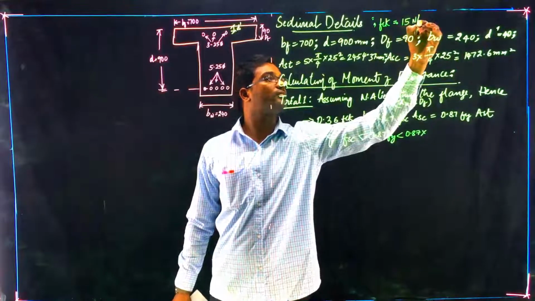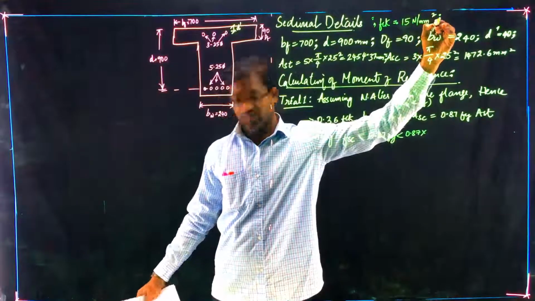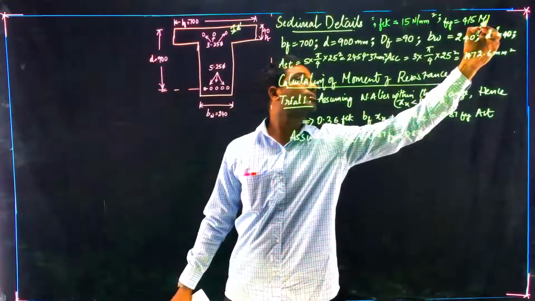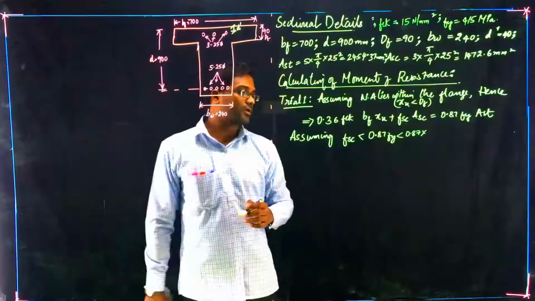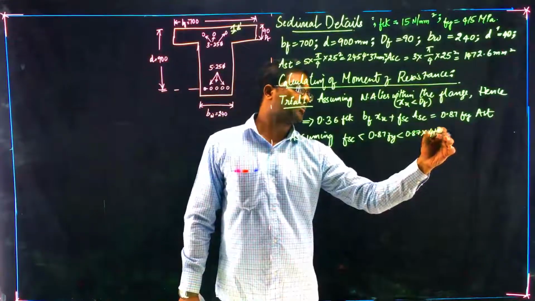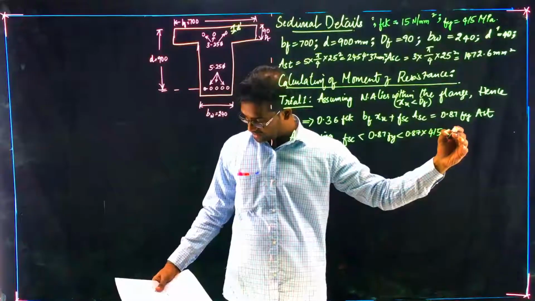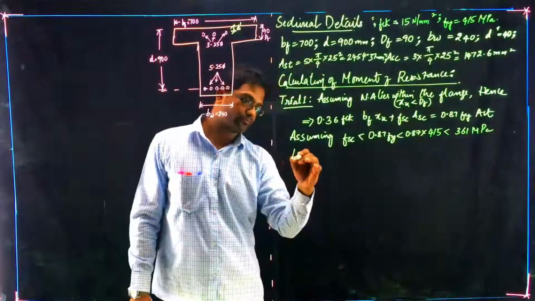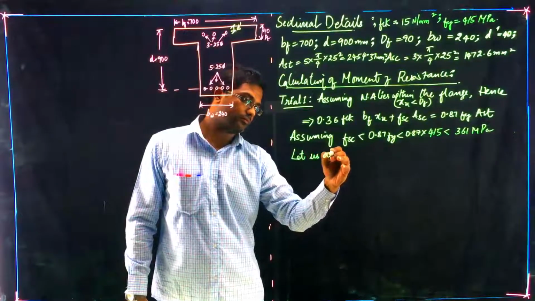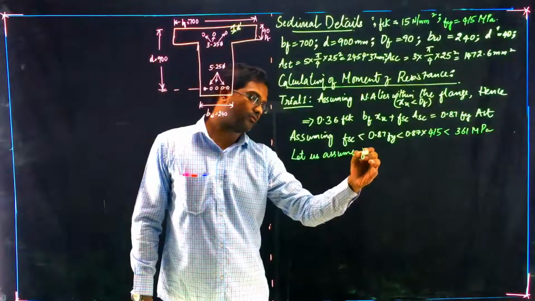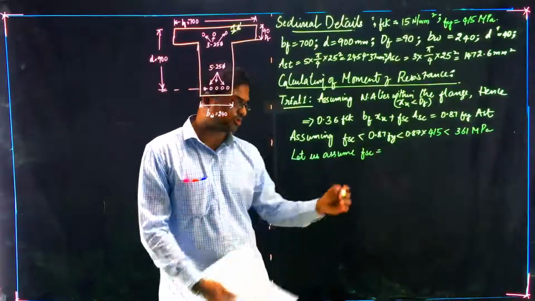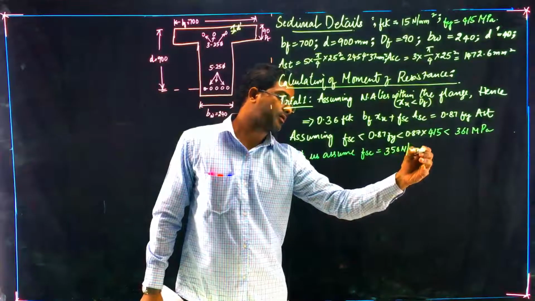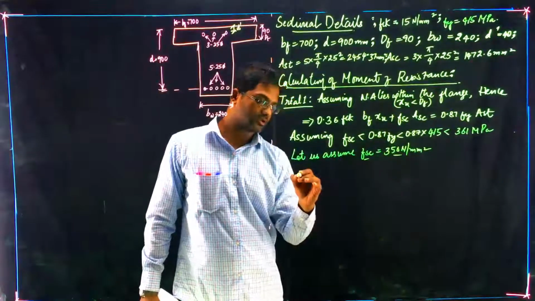15 Newton per mm square. Fy equals 415 MPa. So if you multiply, you will get a value of 361 MPa. So let us assume an FSC value of approximately, you can take any value, I am taking 350 Newton per mm square. Now substitute the FSC value in here.